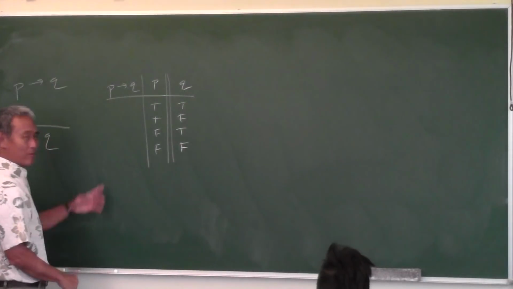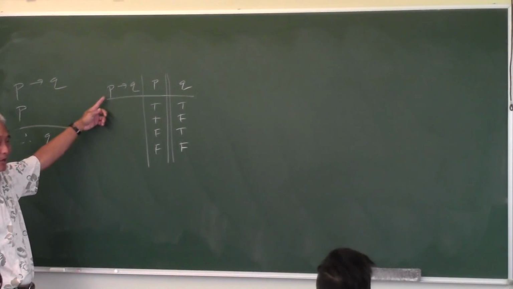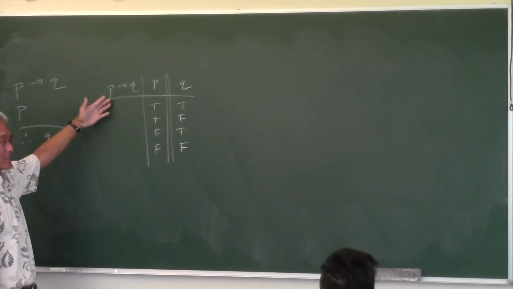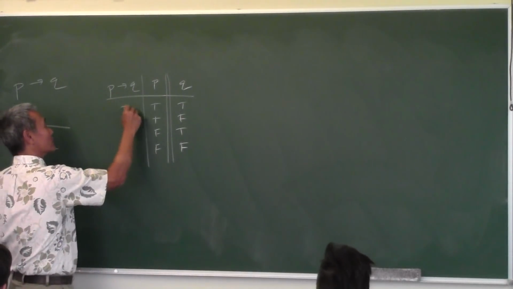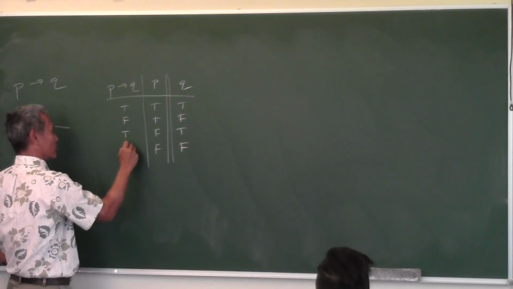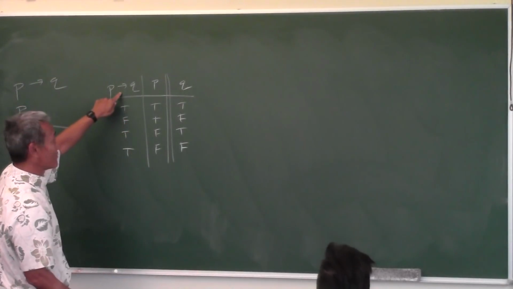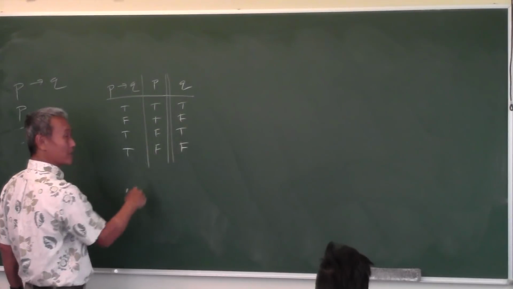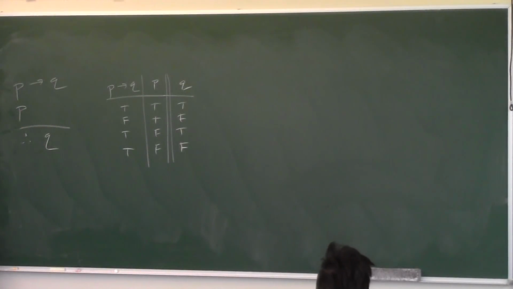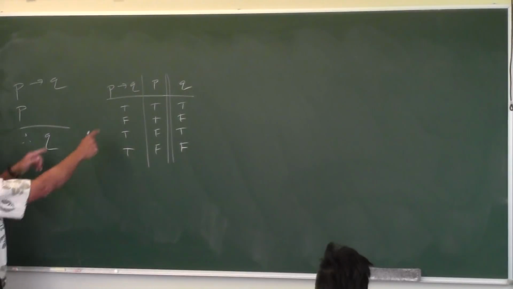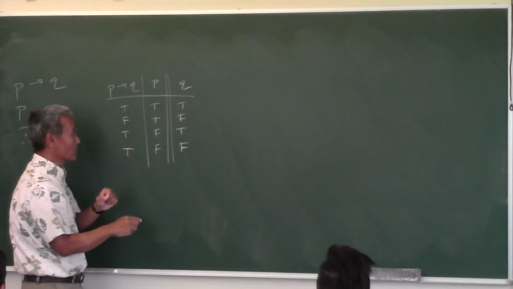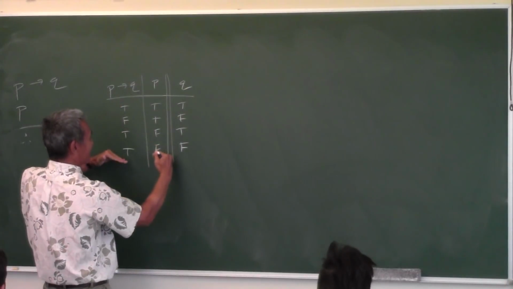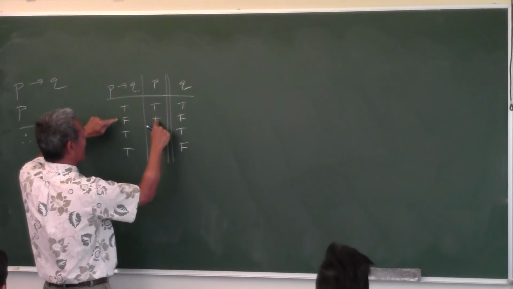And then, have we memorized this one yet? Or can we wait for Monday morning? Is this going to be on the quiz? Yeah, this is on the quiz. What is it? True, false, true, true. Remember, the only time it's false is when the first one is true and the second one's false. So again, what is a valid argument? Whenever the premises are true, the conclusion is also true. There are 4 lines here. Which lines do I have both premises being true?